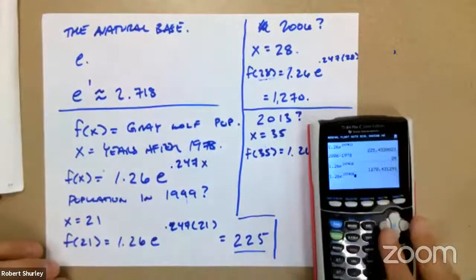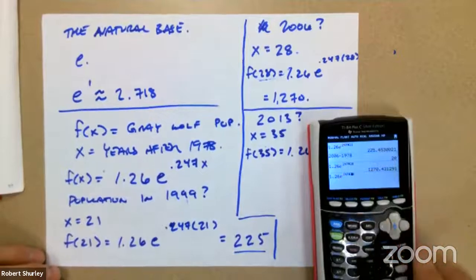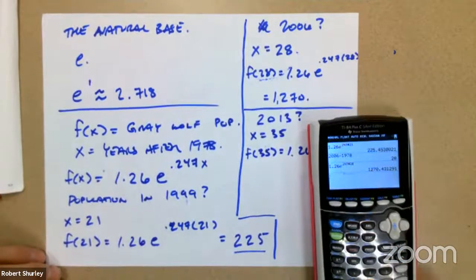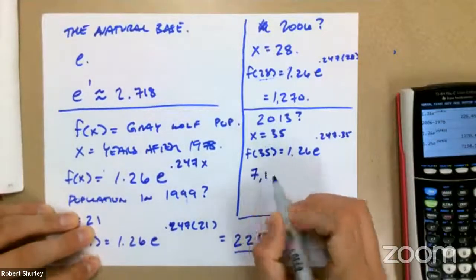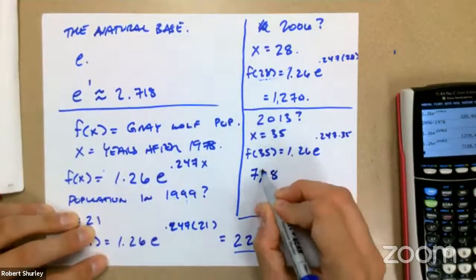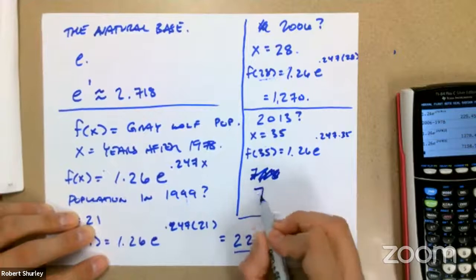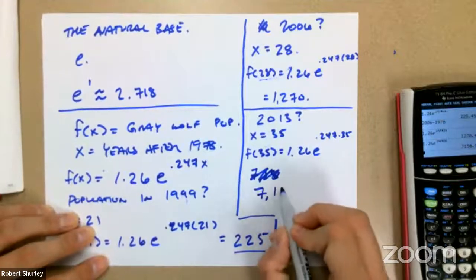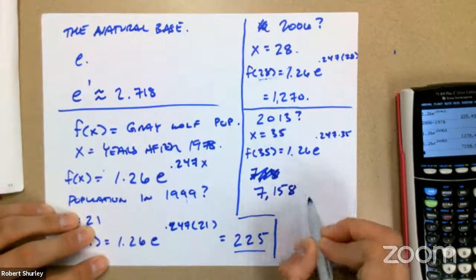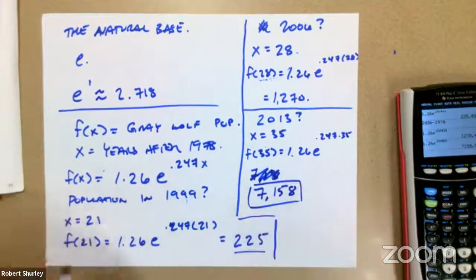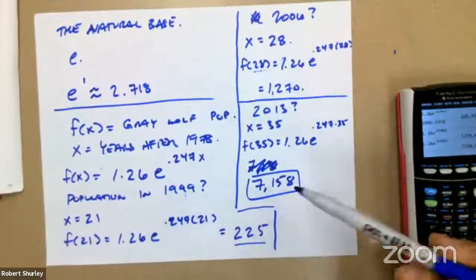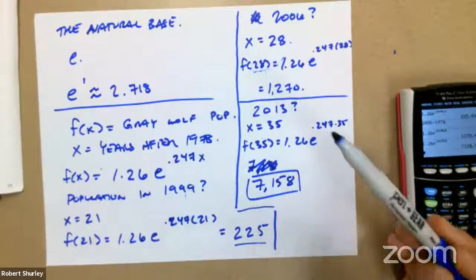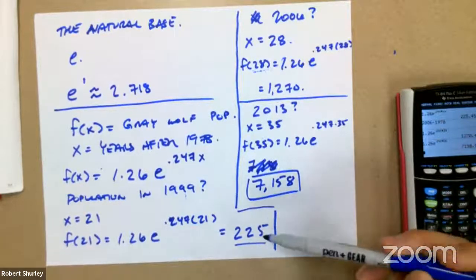I'm going to go in here. I'm going to change this 28 to a 35. Whoa, 7,158. I know you're saying, wait a minute, shouldn't you round that up? No, we can't round a whole wolf up. That's not how it works. Okay, so 7,001. So look, I mean, this is the beauty of exponentials, right? And it makes sense.